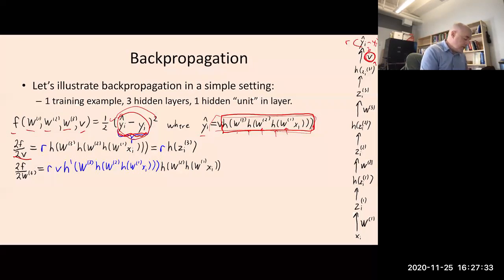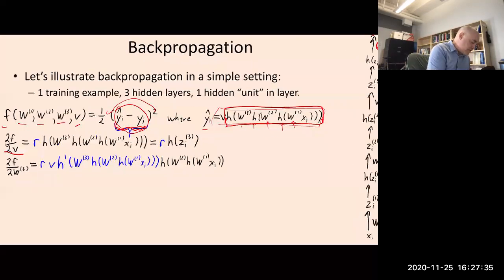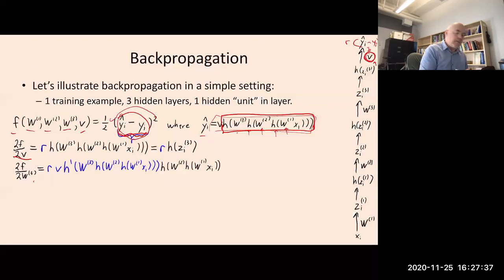Now, if we do the same thing and take a partial with respect to W3, and we just do old school chain rule calculus, we're going to get, the 2 is going to cancel, we're going to get R, and then we're going to get V times H prime evaluated at its argument, and then we take a derivative of the inside with respect to W3, and we get this bit right here.